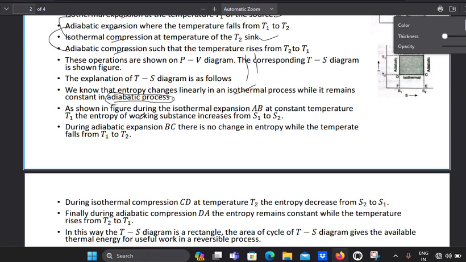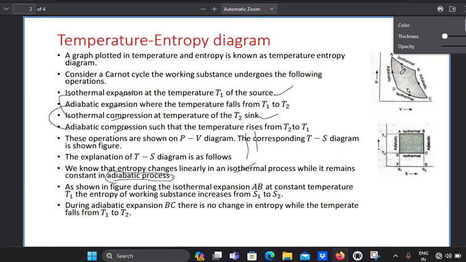As shown in the figure, during the isothermal expansion AB, see here, isothermal expansion AB takes place at constant temperature. Here the isothermal process takes place at constant temperature only. The adiabatic process takes place at constant heat.